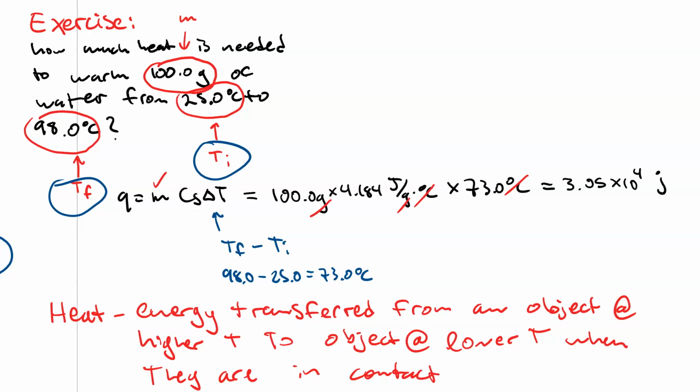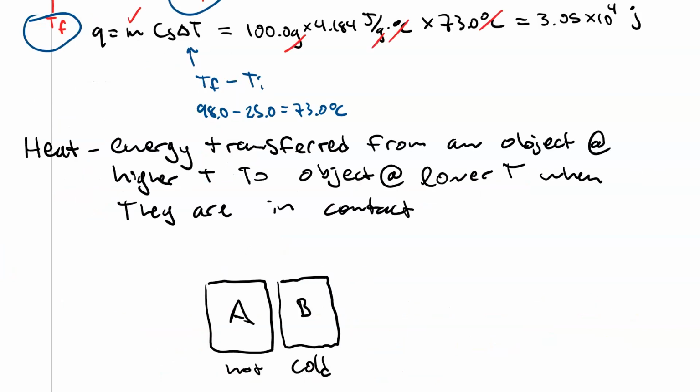So let's say I have two objects, A and B, and A is hot and B is cold, and I put them in contact. Well, heat is going to flow from object A to object B. And we can say that Q_A equals negative Q_B. This is just saying that the same amount of heat flowed out of object A as flowed into object B. And generally, when heat's flowing out of something, we call it negative. So it would be just as good to say Q_A equals negative Q_B.